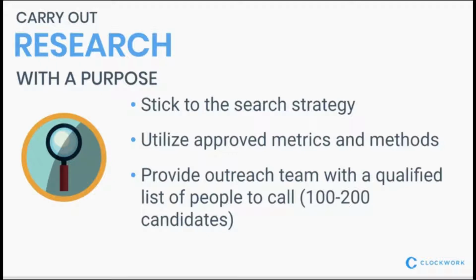So getting your research team to stick to the search strategy, focusing on the approved metrics that you've agreed upon, and getting that right quantity is going to move you through the research stage, which should move quickly, oftentimes does not. And oftentimes it is more trial and error than a systematic scientific approach to research. And it doesn't have to be.